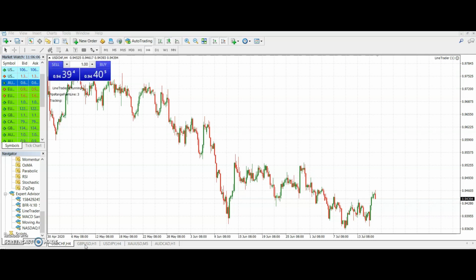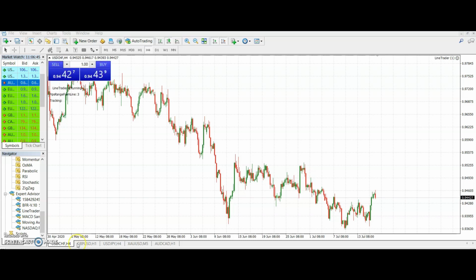All right. So right now I have what is called the line trader. It's an indicator that helps you trade. If you are a price action trader and you know how to draw support and resistance, and you enter trades according to that, you would want to be alerted when price reaches a certain point on your charts.